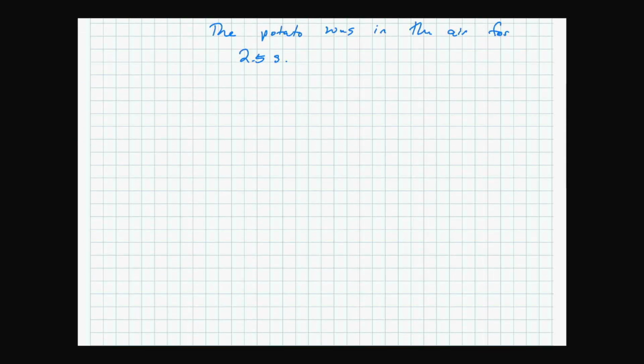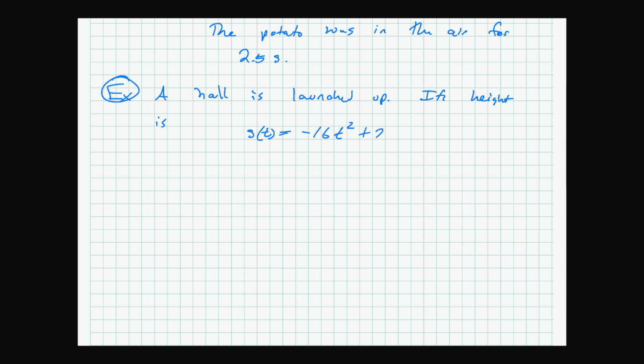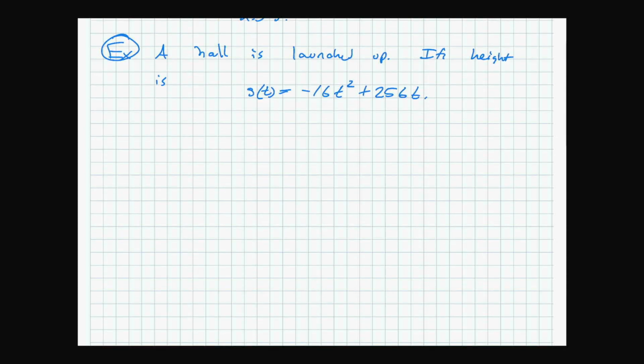Okay, I'm going to do one real quick. I've only got a couple minutes left before I have to stop this and do office hours, so I'm just going to write it real quick. A ball is launched upwards. Its height is s of t equals negative 16t squared plus 256t. And then the question is, what is its velocity when it first hits 880 feet?